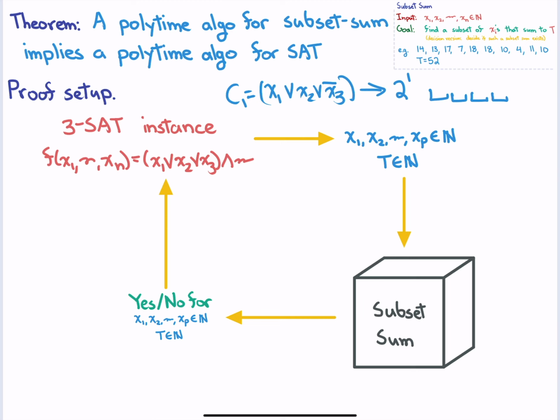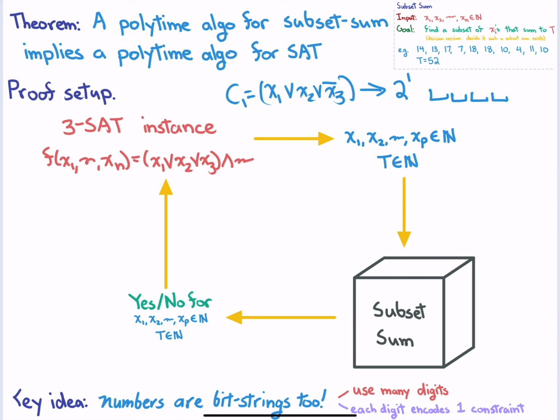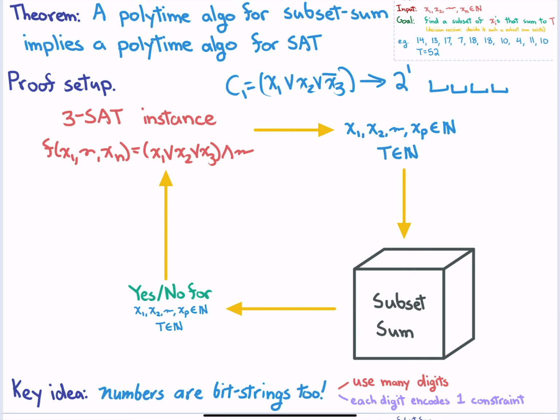So more generally, I think what you guys are gradually converging to is this. Numbers in a computer are also bit strings, right? So I have all these bits I can play with, and I can kind of almost treat them separately from one another. And so I can try to use many digits, and maybe each digit can encode a different constraint. Okay, so the high level idea, if I get a bunch of subsets to add up to the target, right, then every bit needs to match. Every bit needs to match.